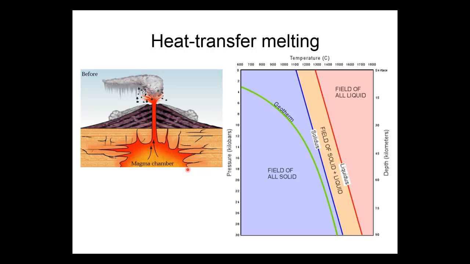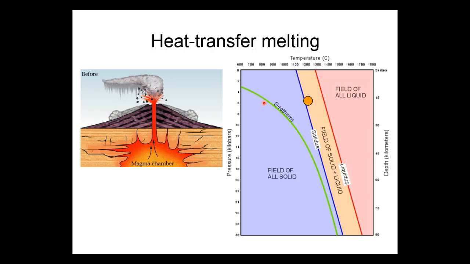We'll start with the rock that's in the surrounding rock, the rock surrounding the magma chamber, and it's sitting here within the field of all solids somewhere along the geotherm. In this particular example, it's at about 850 degrees and about 6 kilobars. And that rock is then invaded with magma. That hot magma then heats up the rock, causing its temperature to increase, but its pressure doesn't change until eventually its temperature exceeds the solidus temperature and the rock partially melts.